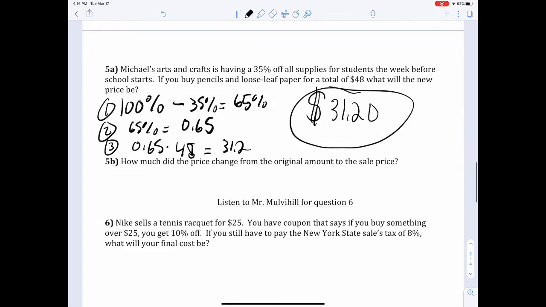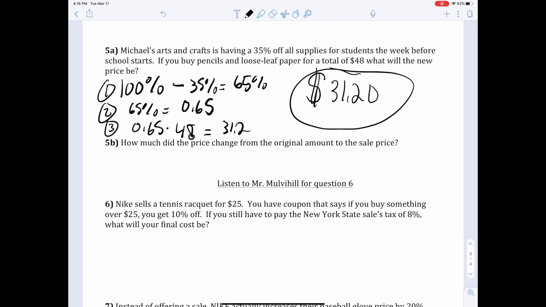Not bad. How much did the price change? Question 5B: how much did the price change from the original amount to the sale price? Well, it started at 48 and it ended at 31.20. So to figure out that difference, you can just subtract, and that will give you $16.80.